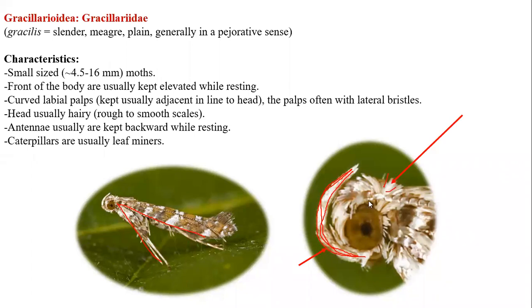And following these characteristics and importantly their resting posture, I think that this family can be identified at least, we can say, up to family level. However, genus and species identification is challenging. And the caterpillars of this family are usually leaf miners, which is a very notable feature of Microlepidopterans.